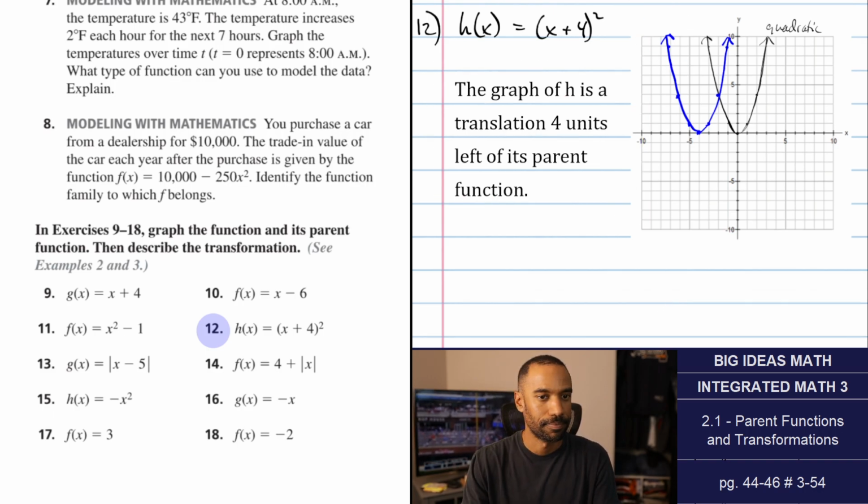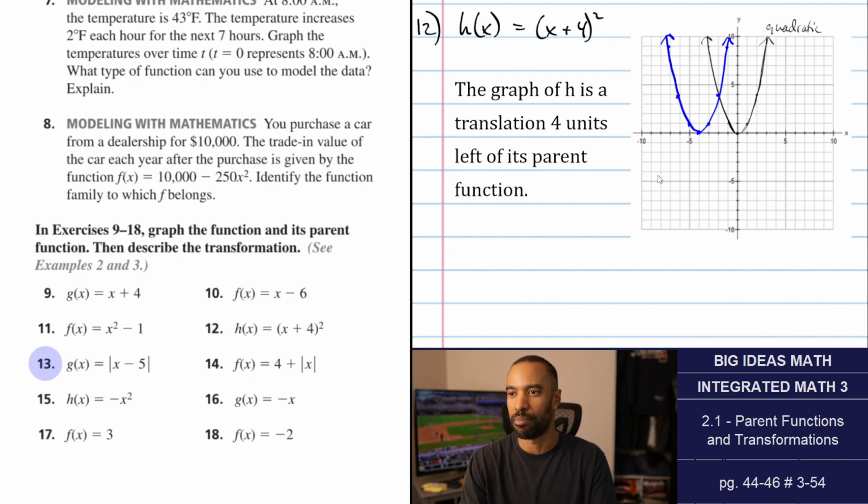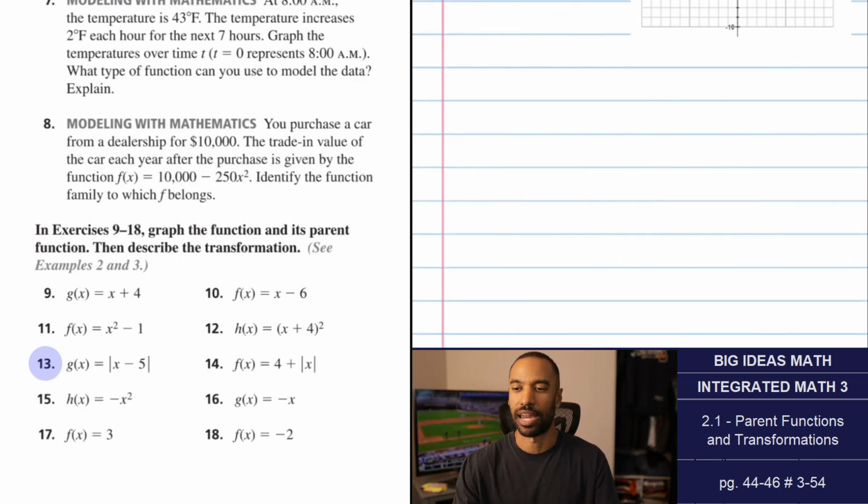There's number 12. I don't think they were talking about domains and ranges here, so I'm hoping it's okay that I've been skipping that. All right, number 13. Not even halfway through this portion, but maybe after talking about things like that, I can kind of speed it up.